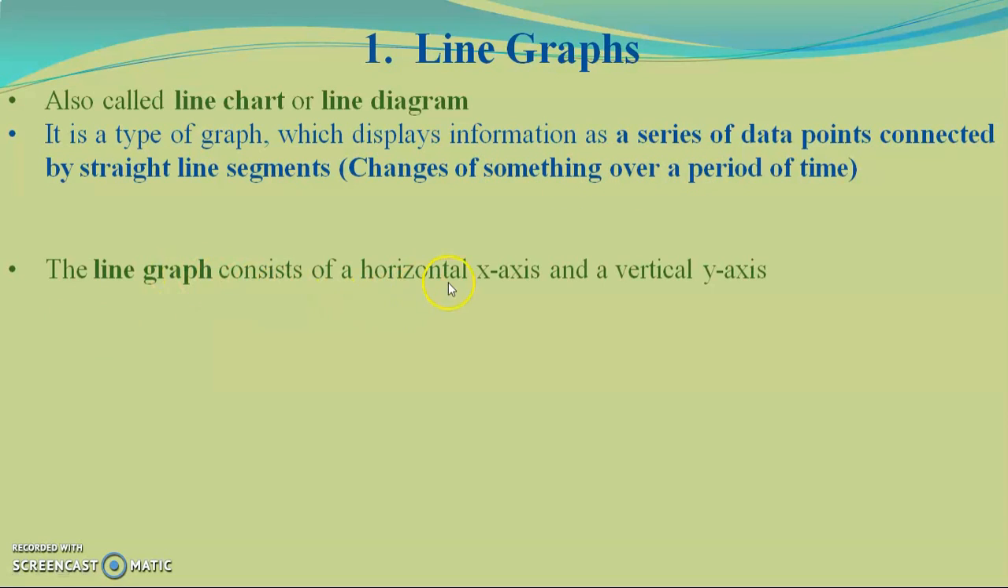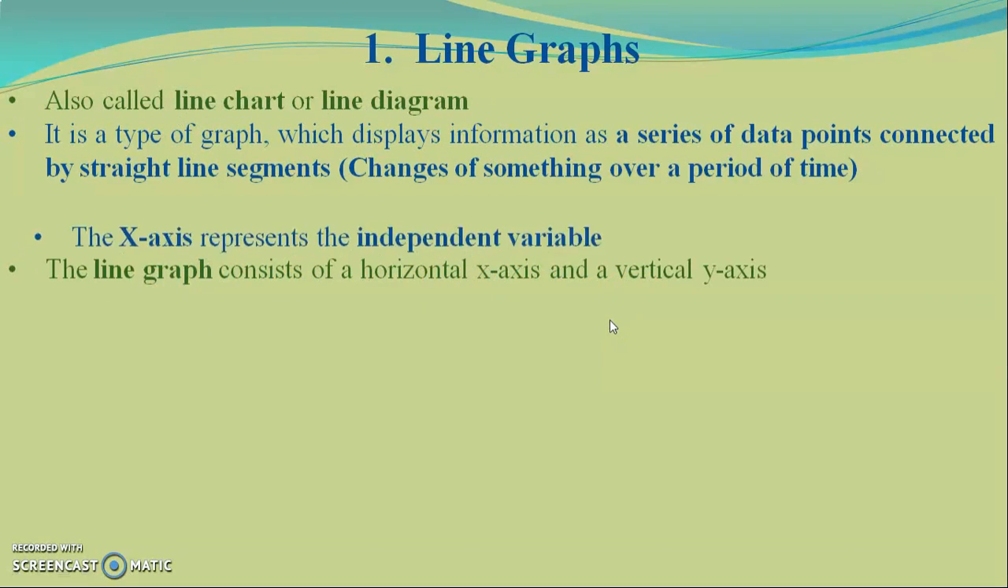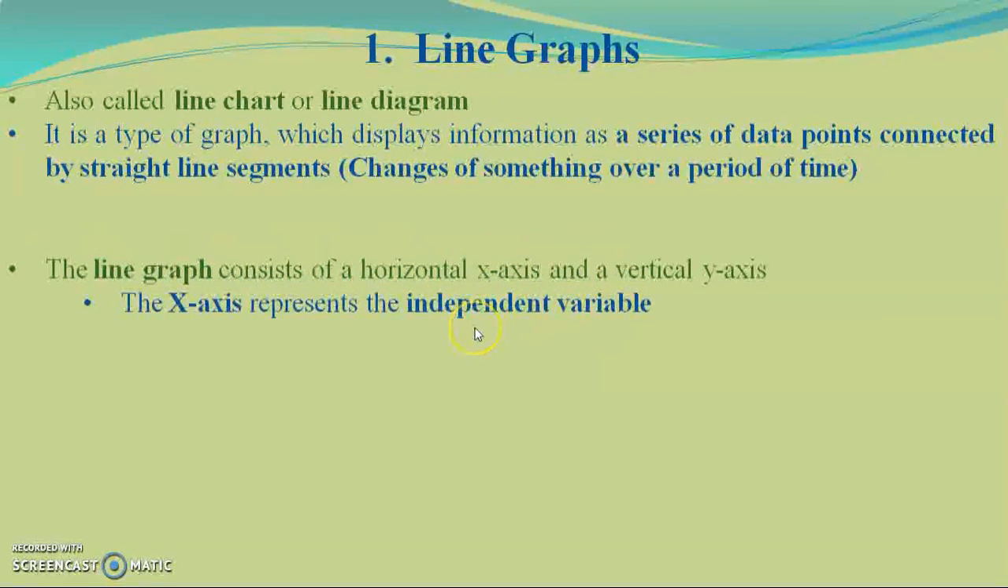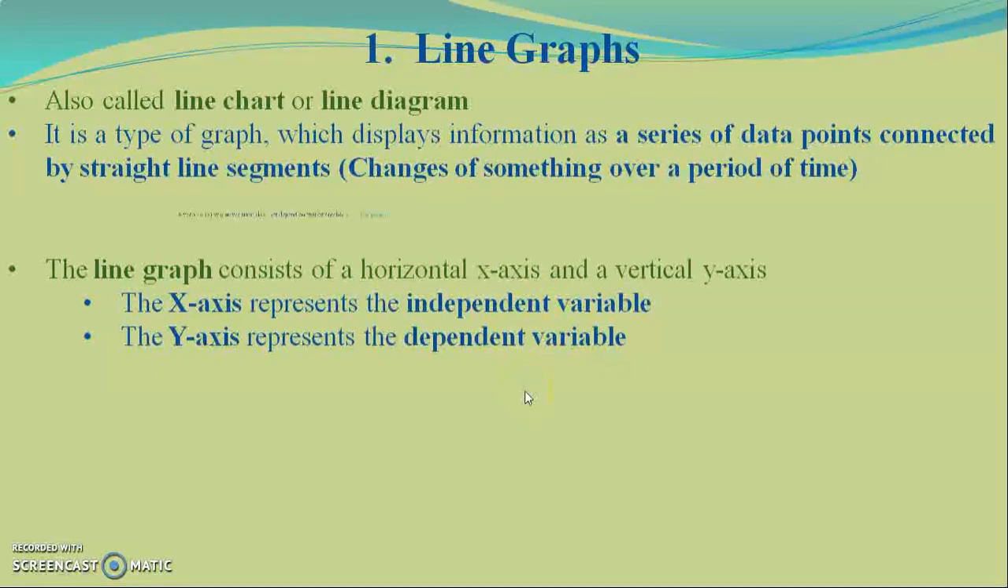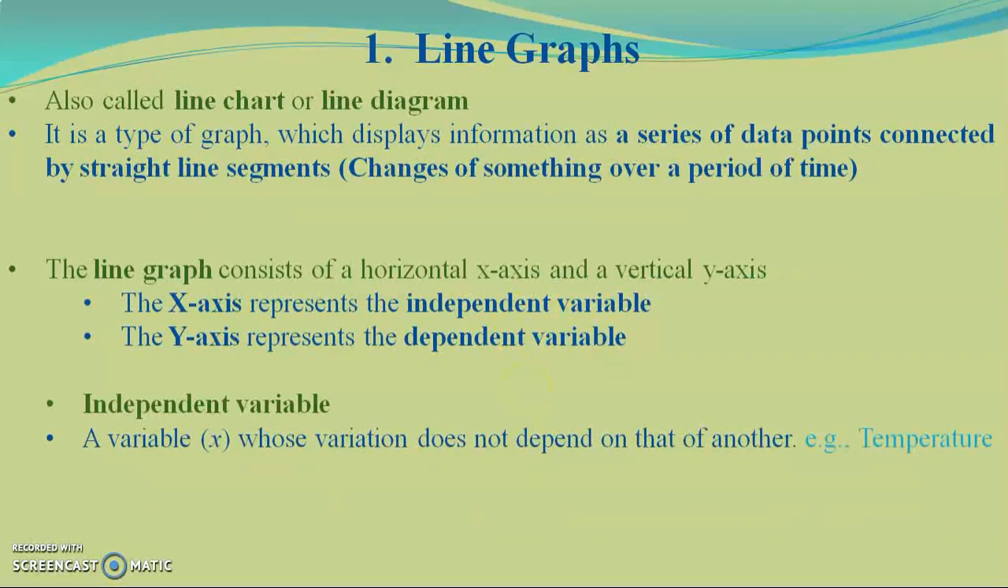A line graph consists of a horizontal x-axis and a vertical y-axis. The x-axis represents the independent variable and the y-axis represents the dependent variable. We know what a variable is, but what is meant by independent variable and what is meant by dependent variable? An independent variable is the variable which does not depend on the value of another variable.